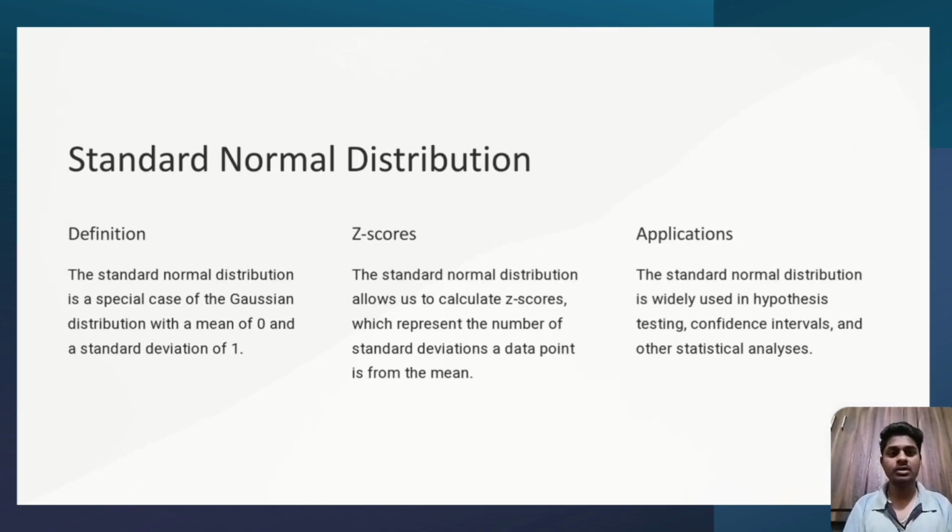Standard normal distribution. Definition. The standard normal distribution is a special case of the Gaussian distribution with a mean of 0 and a standard deviation of 1. Z-scores. The standard normal distribution allows us to calculate the z-score, which represents the number of standard deviations a data point is from the mean. Applications. The standard normal distribution is widely used in hypothesis testing, confidence intervals, and other statistical analysis.